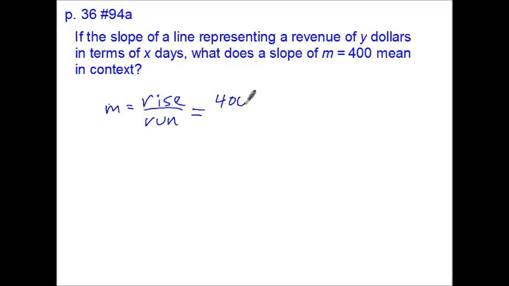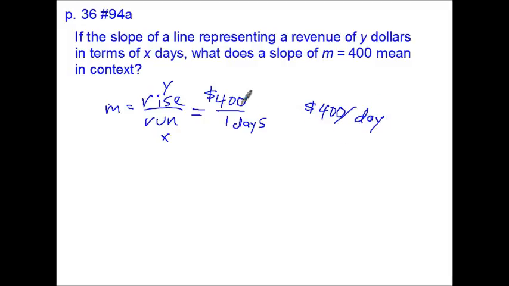This 400 over 1, well, if we think of what rise is, the y variable, and run is the x variable, the rise is in y dollars, so dollars is on the y variable, and x is the number of days. So basically we have $400 per 1 day, so that's what that means. The slope itself is always, or at least usually, thought of as a rate. So our revenue, in a more real-world context, is simply $400 per day.